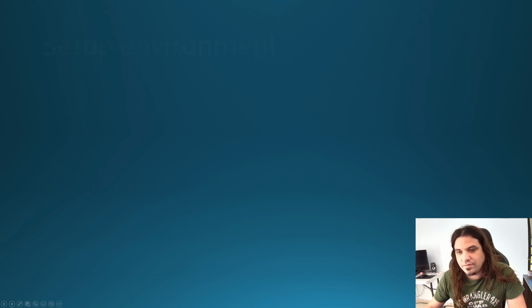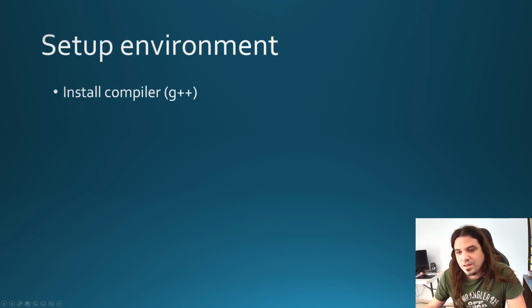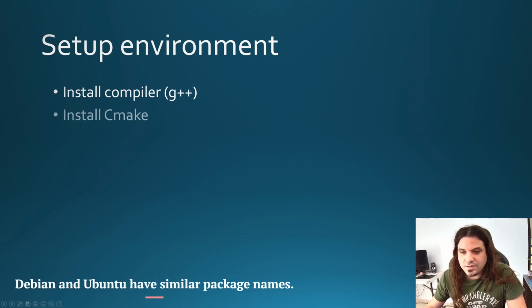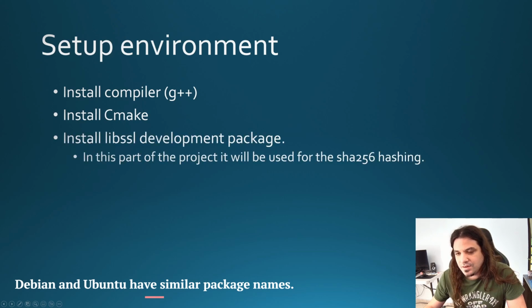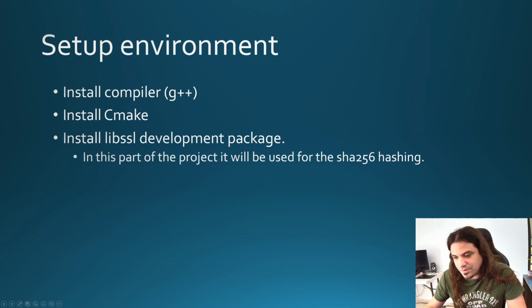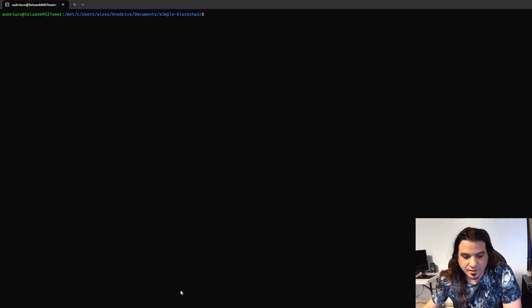Now we're going to start off by setting up the environment. I will be using Debian Linux, but you can use just about any Linux you want. These are the basic things we will need: a compiler, CMake, so it builds our makefile, and I will be using the OpenSSL development package in this part only for the SHA-256 hash. I'm going to use this Debian Linux instance to be able to run the project.